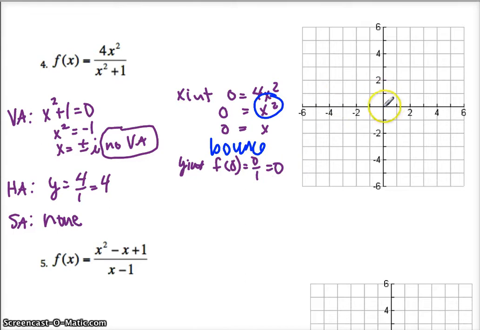All right, so let's plot our values. Our x-intercept is 0.